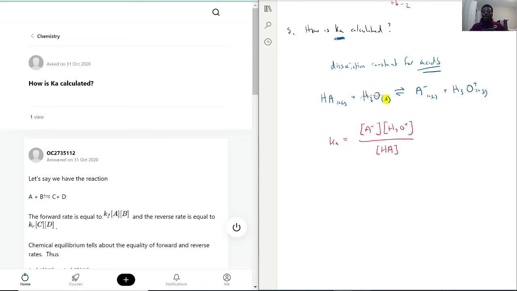Now, in regards to how you actually go about it, typically you would use ice tables. So initial, change, equilibrium. A question would give you a certain amount of HA, the concentration, so you know that HA, A minus, and H3O plus. You're given a certain amount, so let's say it was Q. Okay, and they would say you're given this amount and it's dissolved. Well, I mean, it's not dissolved in the solution, but how much acid is produced when this HA dissolves in water.